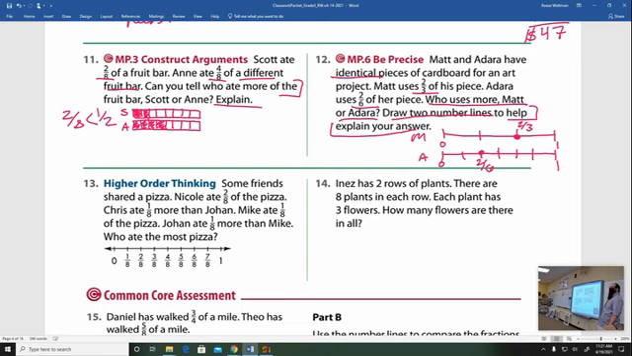So, who used more? Who used more? Who used more? Jen, who used more? Matt or Adara? Who used more of their cardboard? Matt. Matt did. How do you know? Because 2/3 is greater than 2/6. That's correct. What is 2/6 equivalent to, guys? You should be able to see it right here. What is 2/6 equivalent to, Schmidt?